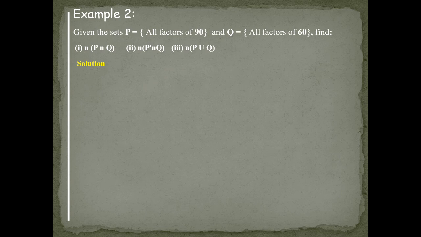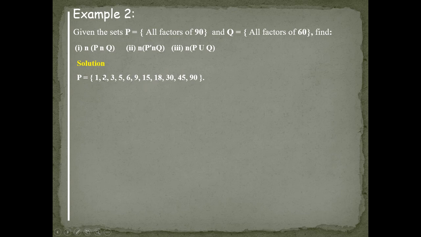For instance, I can divide 90 by 2, meaning that 2 is a factor of 90. I can divide 90 by 1, meaning that 1 is a factor of 90. So we list all those numbers that satisfy that condition. Please list those numbers in your book and then compare. So the elements of P will be 1, 2, 3, 5, 6, 9, 15, 18, 30, 45, 90.